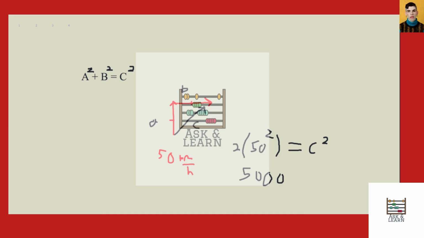And that is going to be 70.7106. And I'll write that down right over here. So 70.7106. And that is the resultant of a pair of two 50 km/h vectors at right angles to each other.